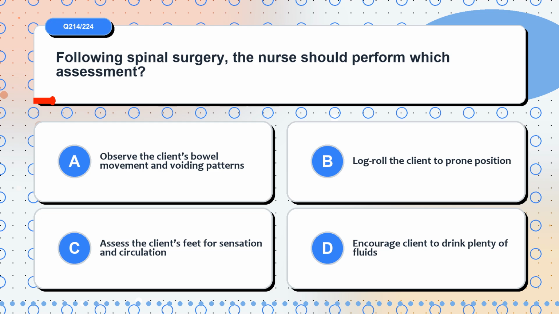Question 214. Following spinal surgery, the nurse should perform which assessment? Here are the options. Option A. Observe the client's bowel movement and voiding patterns. Option B. Log roll the client to prone position. Option C. Assess the client's feet for sensation and circulation. Option D. Encourage client to drink plenty of fluids.